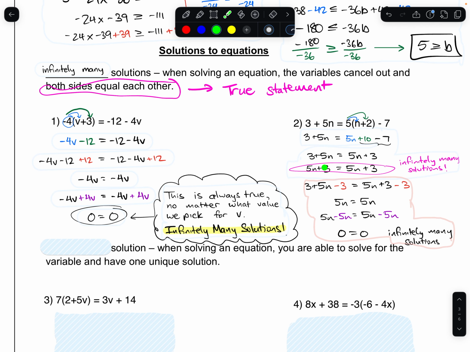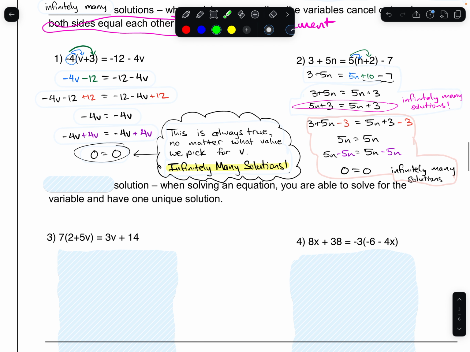We could subtract 3 from this side so that the constant's only on the other side. But it turns out the constant cancels from both. We could subtract 5n from both sides to get the variable on one side. But again, n is going to get canceled from both sides, and we'll get 0 equals 0 again. So infinitely many solutions.